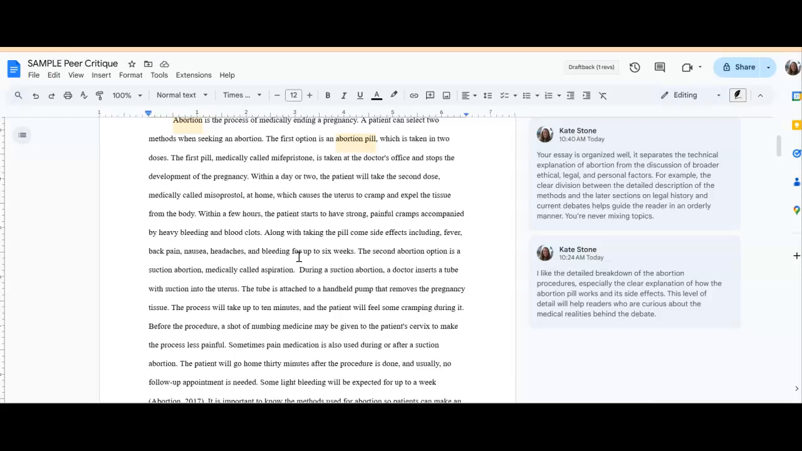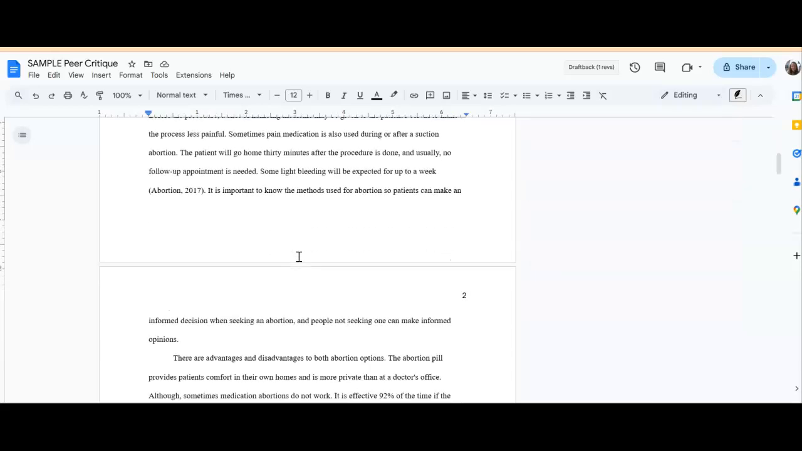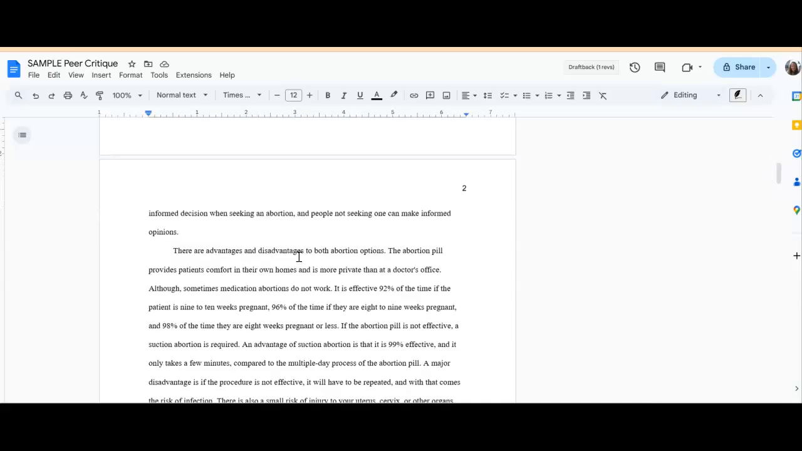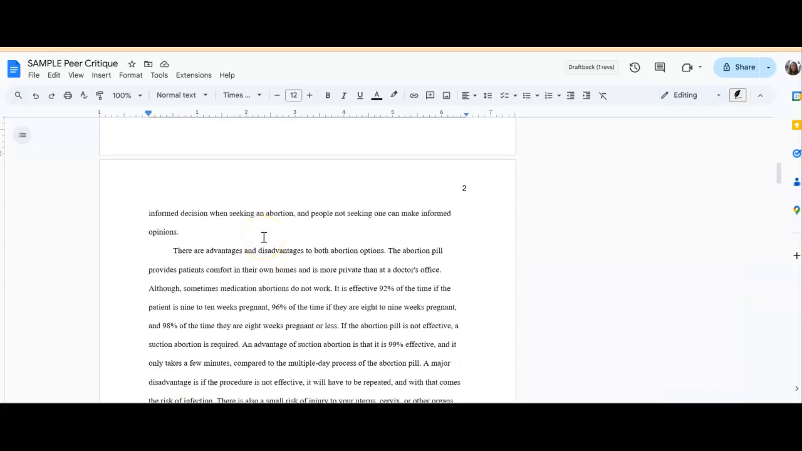So while that is my praise, the next thing that I'm going to focus on is what do I think they could do better in terms of organization? And what I'm focusing on for this specific essay is that I think that they could transition a little bit more clearly. So let me show you an example of what that could look like. Like I said, my biggest critique for this essay in terms of their focus and their organization has to do with transitions. So I'm going to show you that in a couple places.